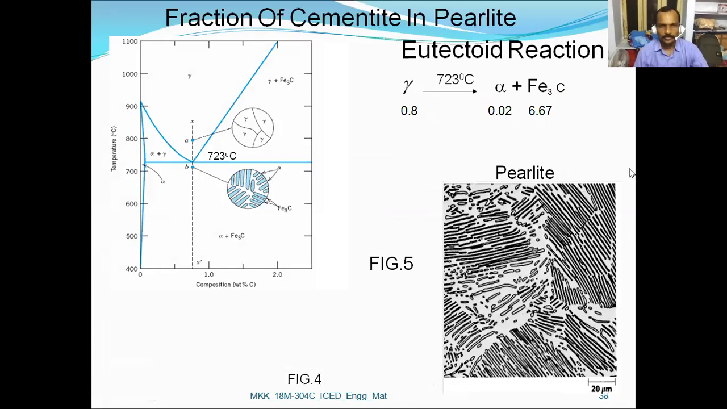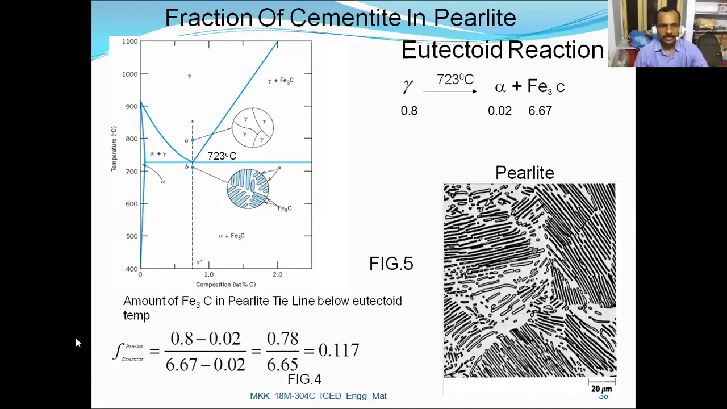Next, the same eutectoid fraction of cementite in perlite. So coming to the cementite, which can be given by this particular relation, perlite and cementite: 0.8 minus 0.02 by 6.67 minus 0.02, which is calculated as 0.117. So the amount of Fe3C in perlite, tie line below eutectoid temperature, can be calculated as 0.117.